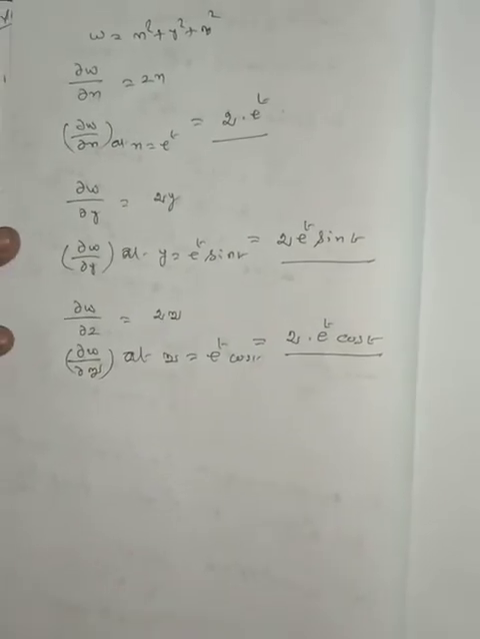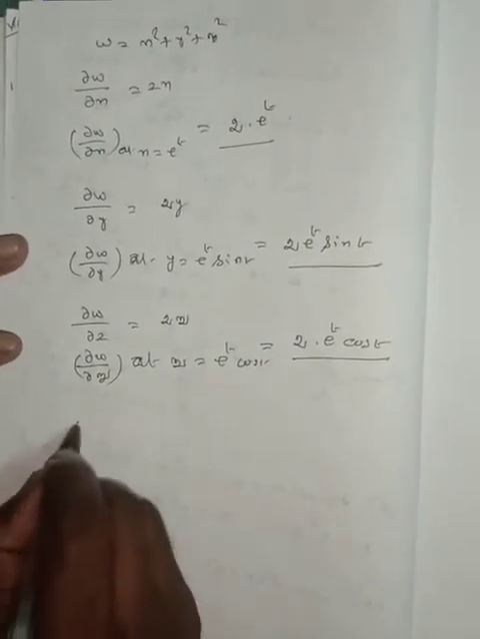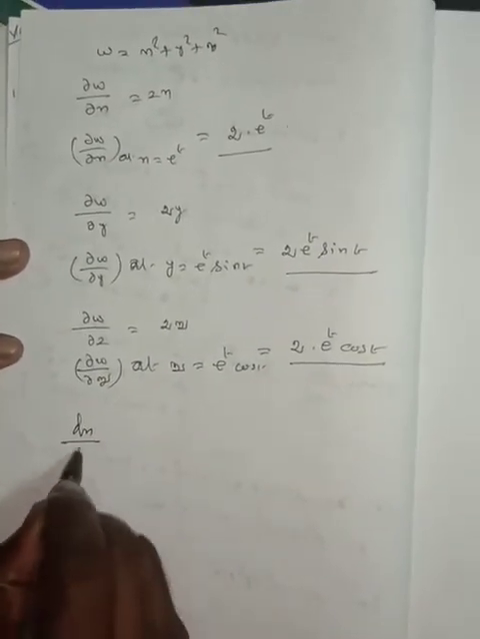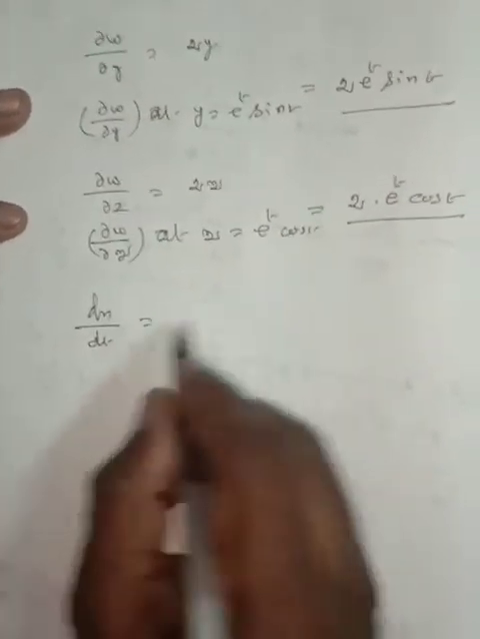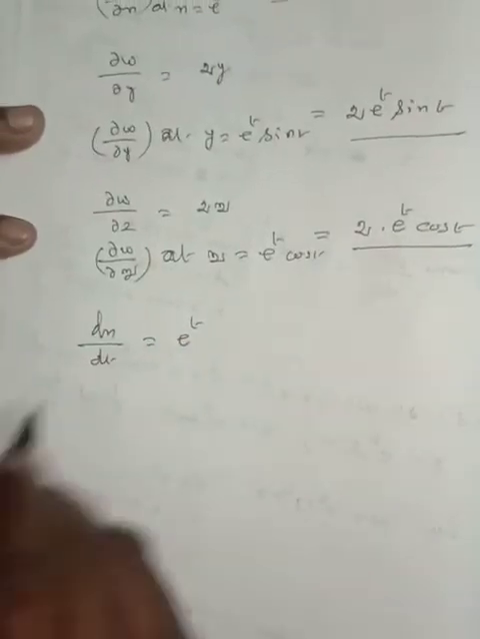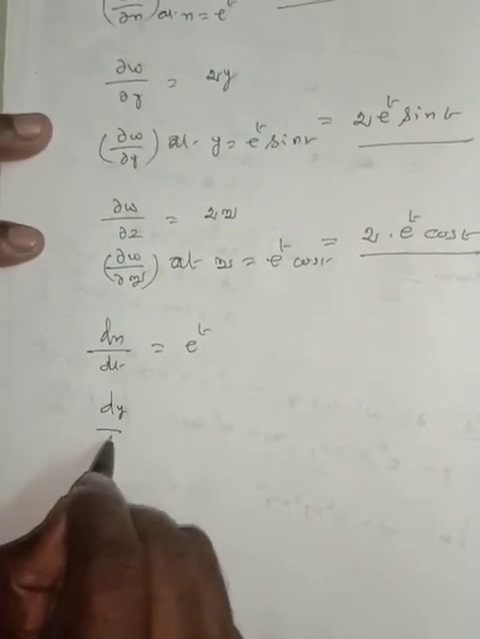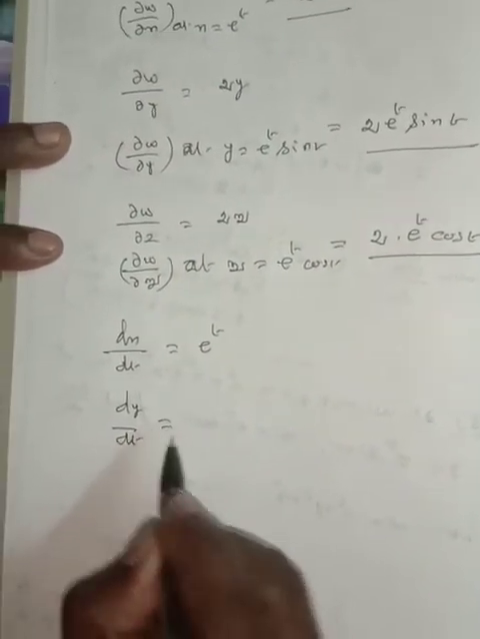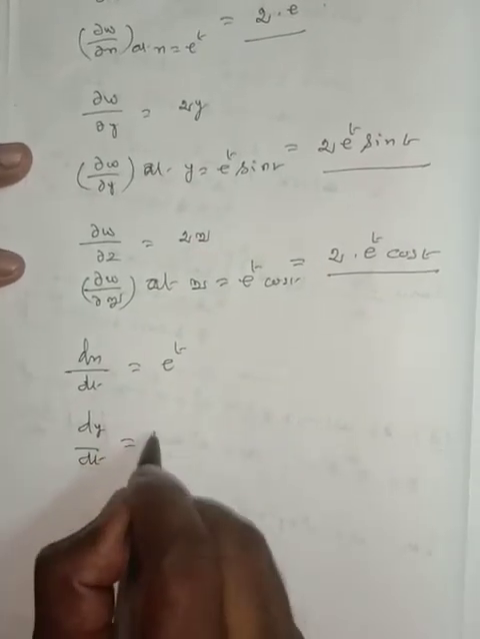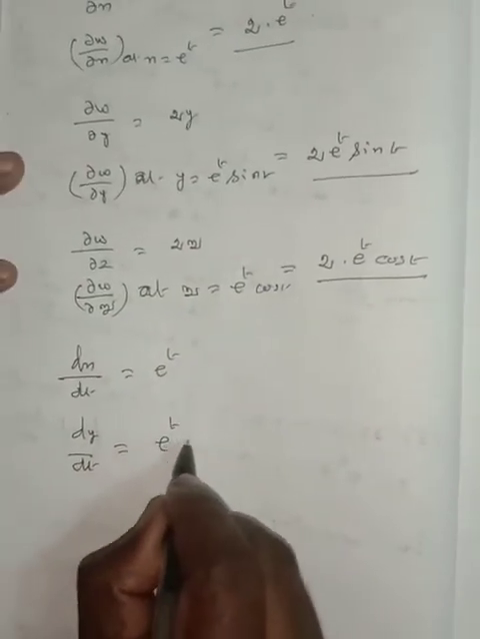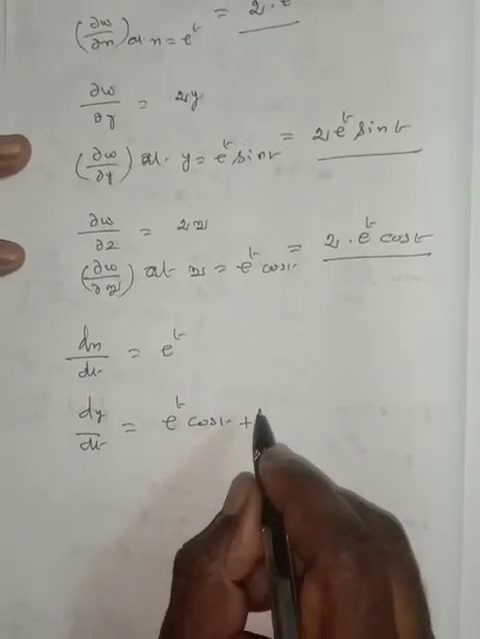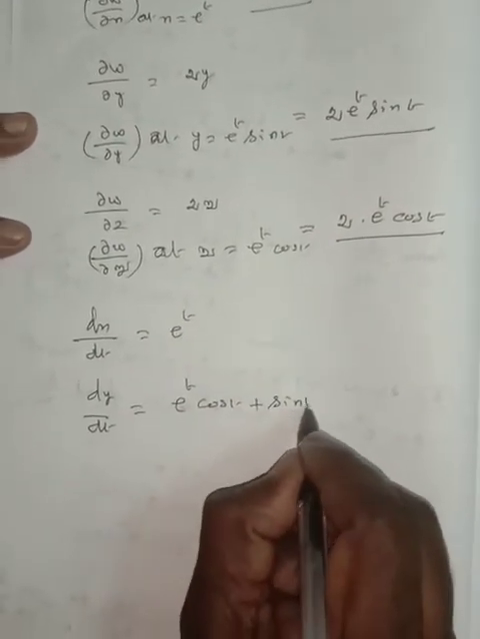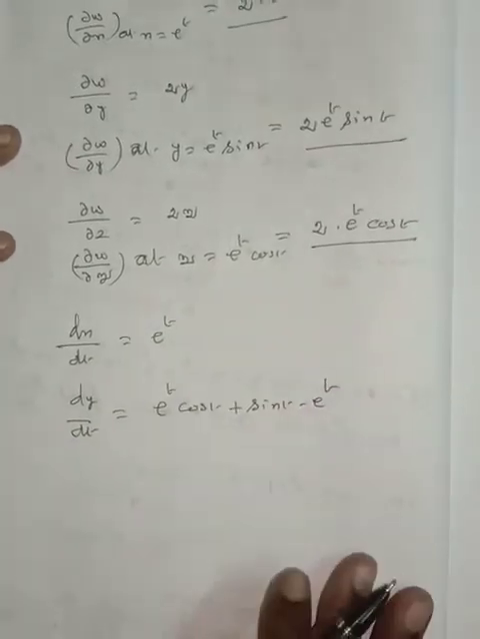Next, dx by dt. Dx by dt is equal to, x is e to the power of t, so e to the power of t. Dy by dt is equal to e to the power of t cos t plus sin t into e to the power of t.